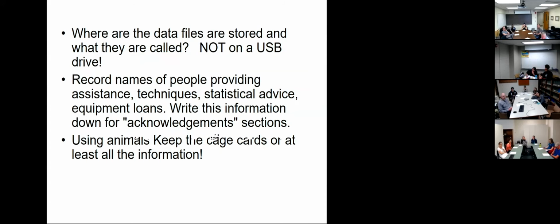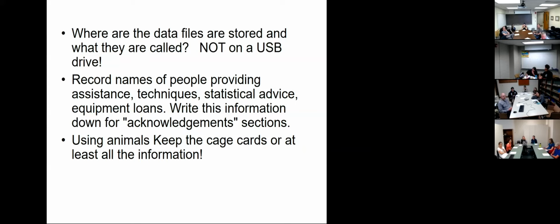When you go to write your paper, at the end you have an acknowledgement section. So you want to acknowledge who's helped you. Write it down. Who helped with techniques? Who provided cells? Who gave you statistical advice? Oh, we don't have that machine. I went to some other lab and used that.